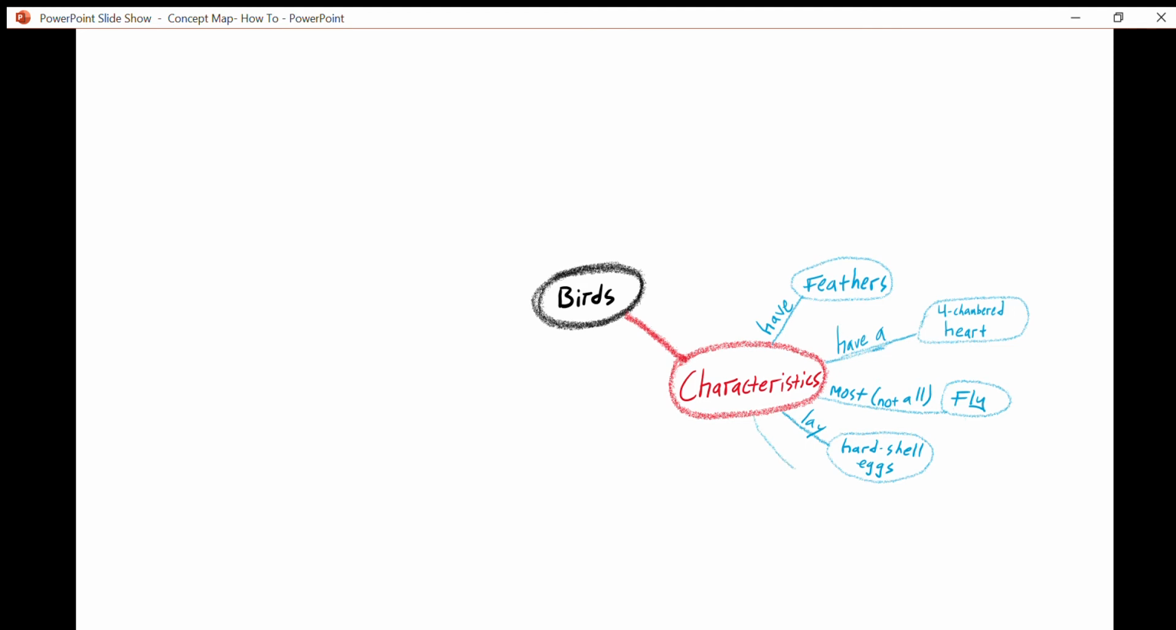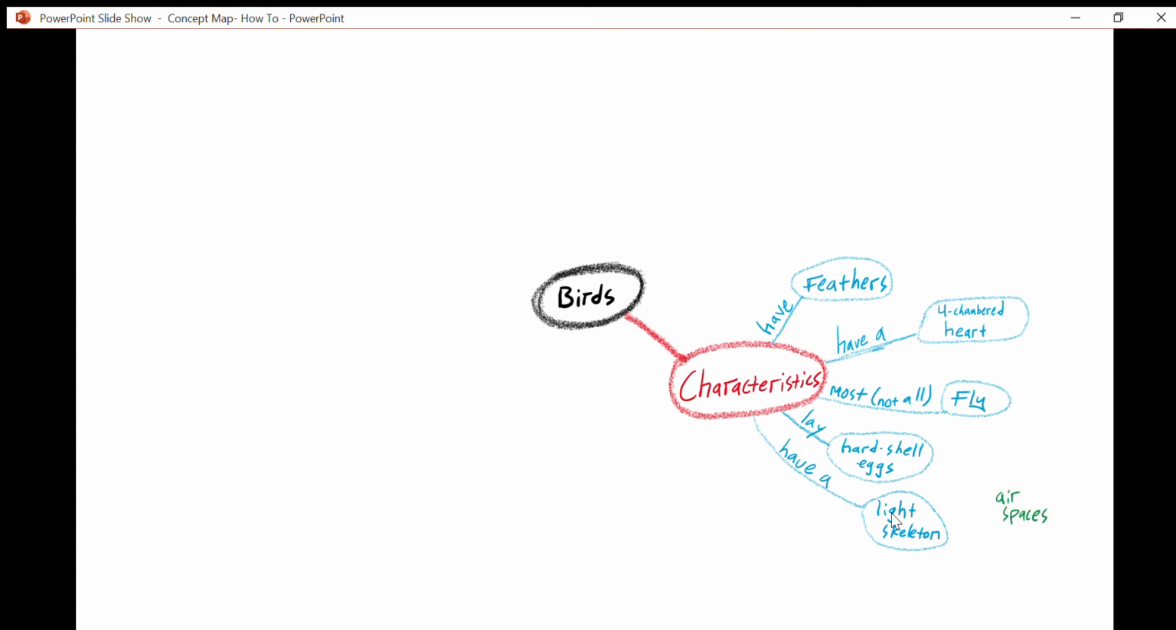So these are some of the characteristics, and each of these characteristics are branching off of the characteristics category, okay? So this helps me make sense, and so this concept map is in effect saying, birds have many characteristics. Some of those characteristics is that some have feathers, most but not all fly, they all have a light skeleton, so on and so forth, okay?